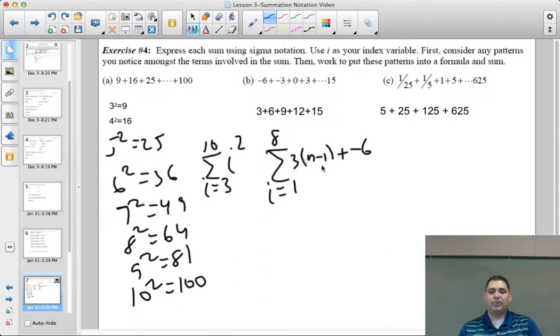Let's put 2 in. 2 minus 1 is 1. 1 times 3 is 3. 3 plus -6 is -3. Let's see if the eighth term works. 8 minus 1 is 7. 7 times 3 is 21. 21 minus 6, or 21 plus -6, is 15, so that works. All right, next one.